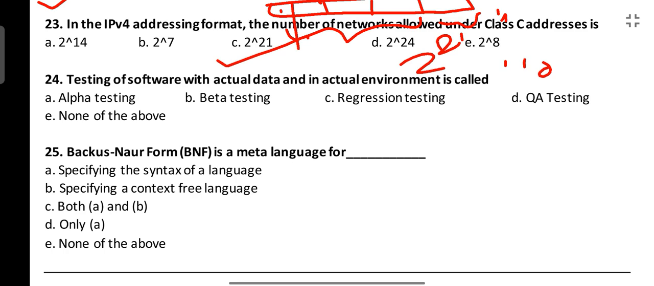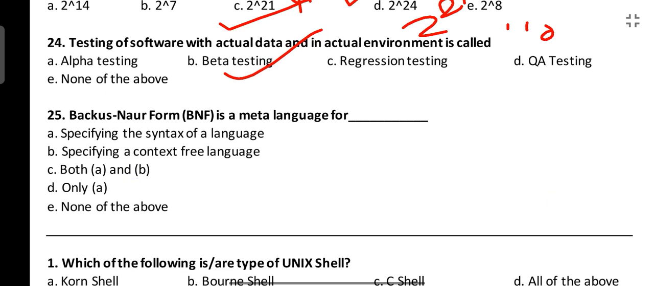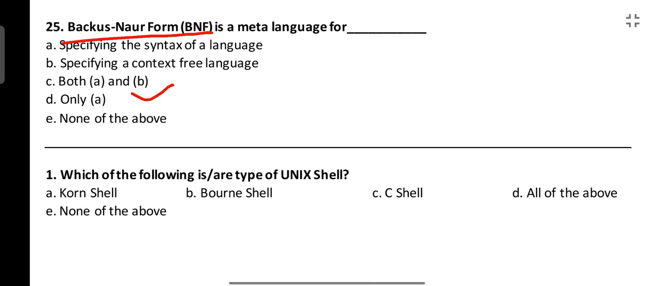Next is testing of software with actual data and in an actual environment. This is known as beta testing. And the last question for the day is Backus Naur Form, BNF is a meta language for specifying the syntax of a language, specifying a context free language. Answer is both A and B. Context free syntax is defined with Backus normal form. So this question is for you.